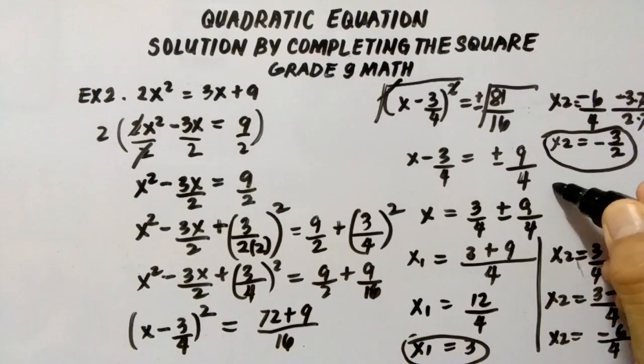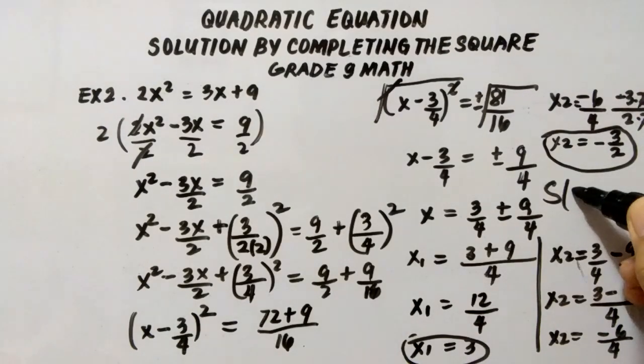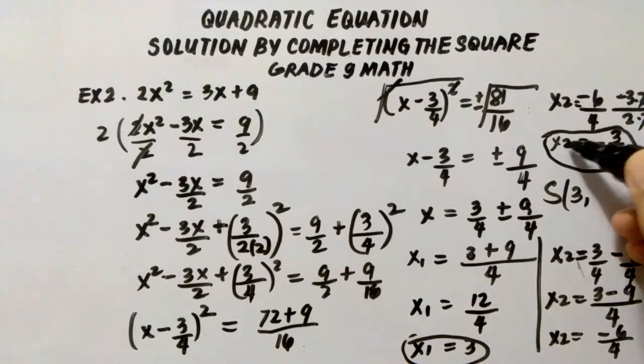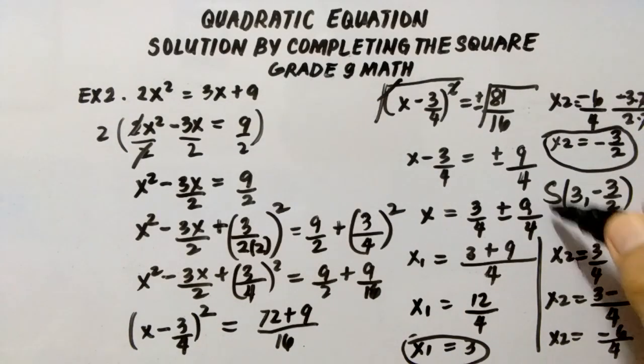Then, solution. Okay, so x of 1, we have 3. Then, x of 2, so we have negative 3 over 2. Okay, so ito po ang ating sagot.